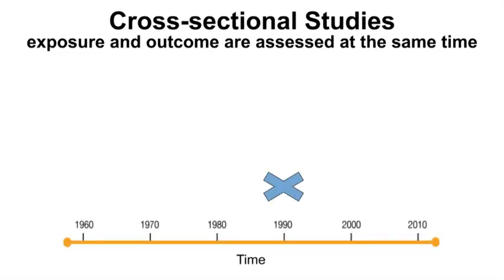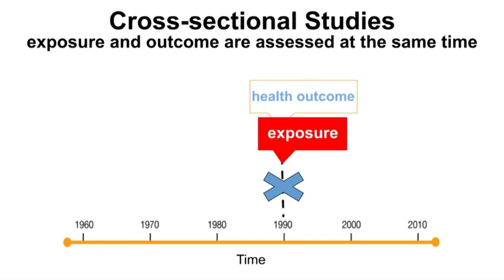If you conducted a cross-sectional study in 1990, you would first define your study population. For example, all adolescents in high schools in the city of Rio de Janeiro, Brazil. You would then survey all the high school students at school and ask them about their exposures to traffic pollution, for example, how close they live to heavily used roads. At the same time, you would also ask them if they currently had asthma or asthma-like symptoms.